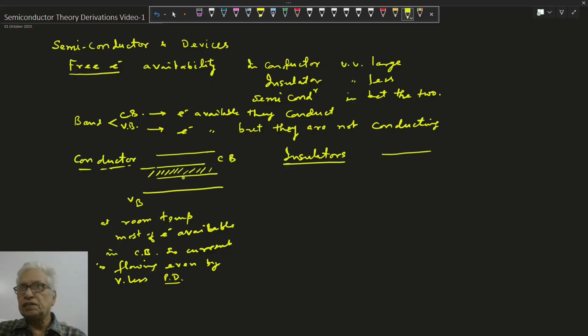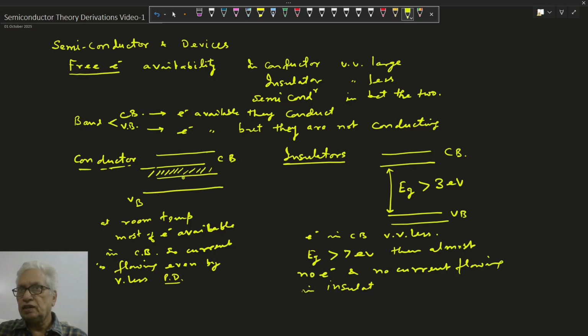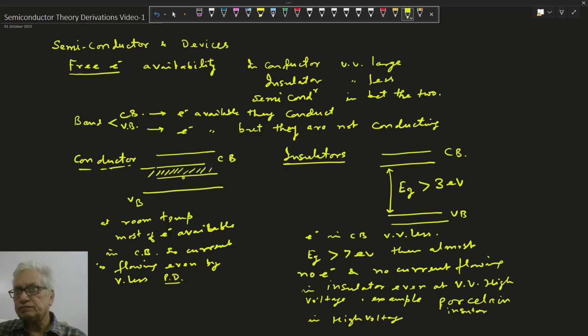In an insulator, the conduction band and the valence band are separated by an energy gap of more than 3 electron volts. So the availability of electrons in the conduction band is very low, and we do not get current. If the energy gap is more than 7 electron volts, then almost no electrons and no current flow in insulators, even at very high voltage. An example is the porcelain insulator, used in high voltage transmission lines.